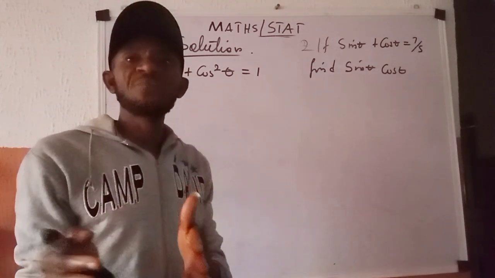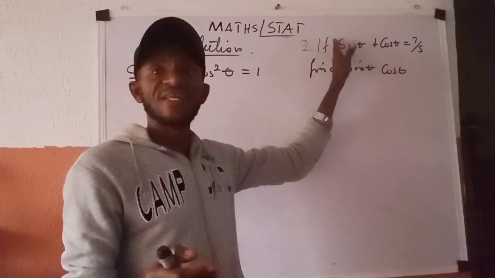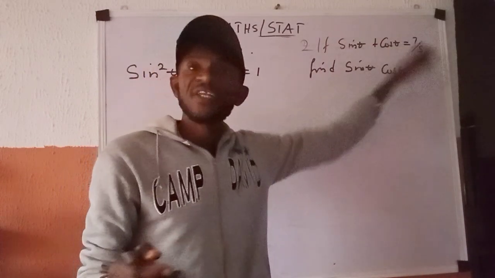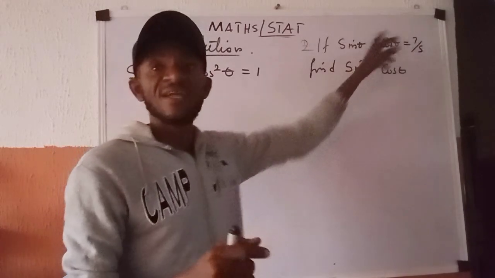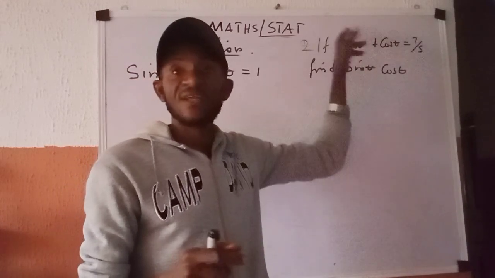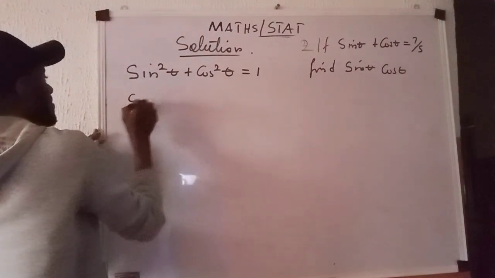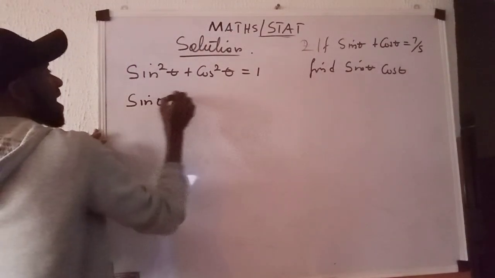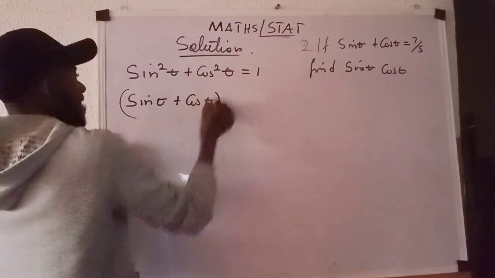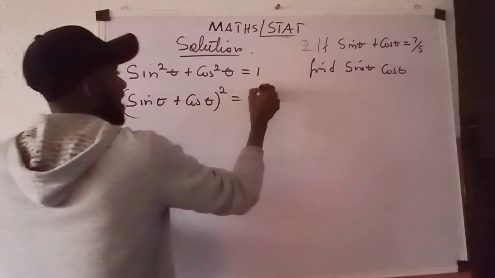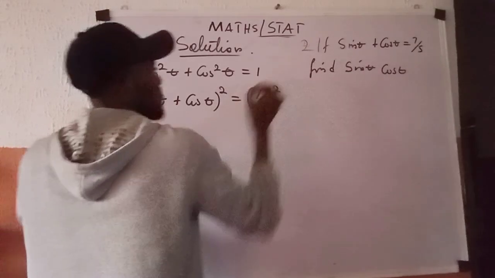The modification we mean here, first of all, could be squaring the left-hand side and equally squaring the right-hand side. When I square both sides, I will have something like this: sine theta plus cos theta, open and close, all squared, is given as what? 7/5. Then all raised to power what? 2.